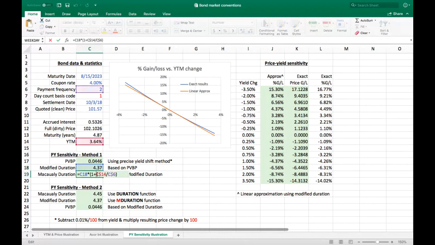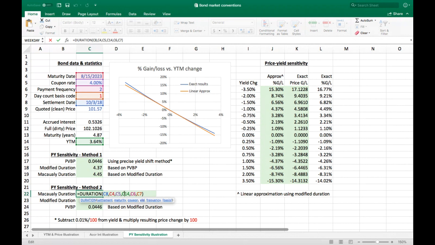And then for the Macaulay duration, we're using the relationship that we can take the modified duration and multiply it by 1 plus the yield over the frequency. So that's the yield, and then that's the frequency. And so that gives us the Macaulay duration. Now, there's another way of doing it. It turns out that Excel has some useful functions called duration and M duration. And as it turns out, duration is for the Macaulay duration, and M duration is for modified.